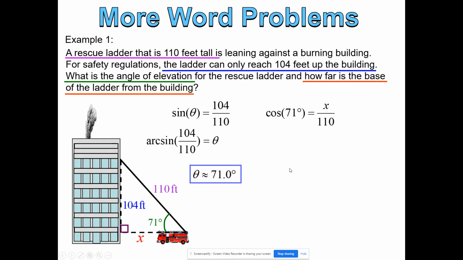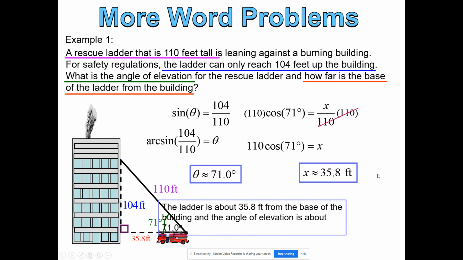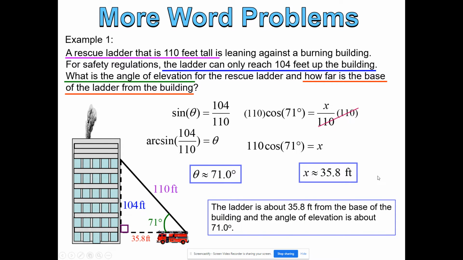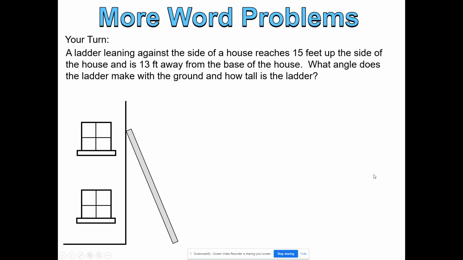I multiply both sides by 110, and I get 110 cosine 71, which is 35.8. Doing word problems, we need units, so it's 35.8 feet. So in context, the ladder is about 35.8 feet from the base of the building, and the angle of elevation is about 71.0 degrees. Okay, this is your turn. Pause the video, try the problem, and then press play.